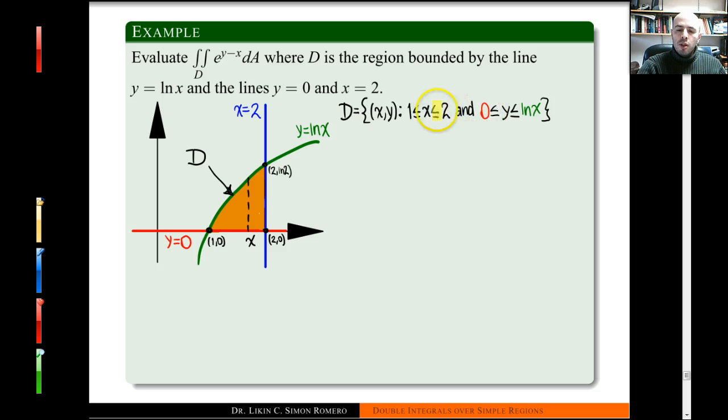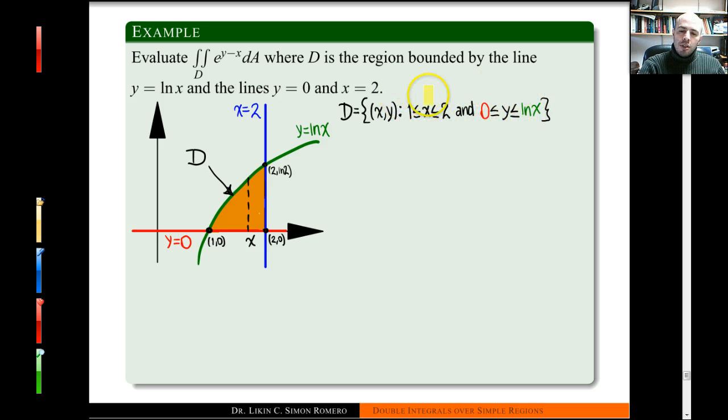Once we have that, we just have to figure out what are the numbers between which x is moving, and it's moving between the x-coordinate of this intersection point and the x-coordinate of the other intersection point. In this case it is 1 and 2. Once we have the region expressed as a set, it's very easy to evaluate the integral using Fubini.